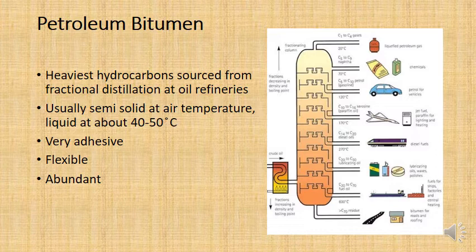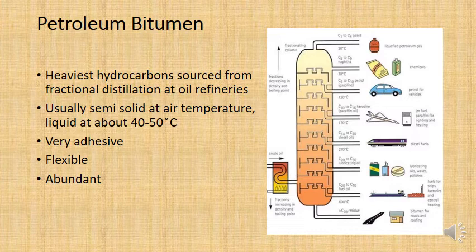Because like all oils, the real best property of bitumen is that it's waterproof. Now, you usually experience it as being liquid, but it's usually at a semi-solid state at air temperature. It turns to liquid at around 40 to 50 degrees Celsius. Okay. Now it's very adhesive. That means it's very sticky.